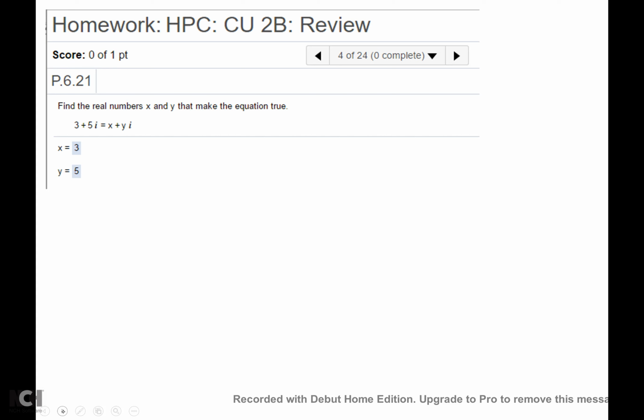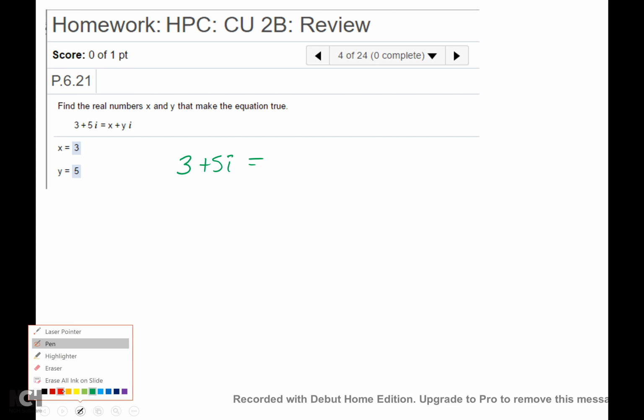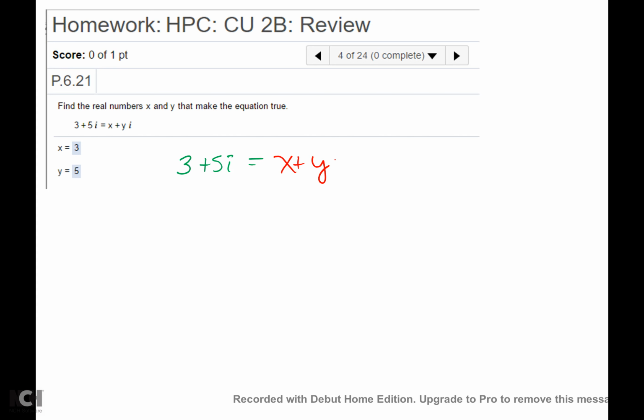Okay, find the real numbers x and y that make the equation true. I have 3 plus 5i on the left. And on the right, I have x plus yi. Well, these are both complex numbers, and the author is claiming that they are equivalent. Well, the only way that can happen is if the real on this side is equivalent to the real on this side. They look different, but they have to be equal. And the i term has to be equal to the i term on this side. So 3 has to be equal to x, and 5i has to be equal to yi.